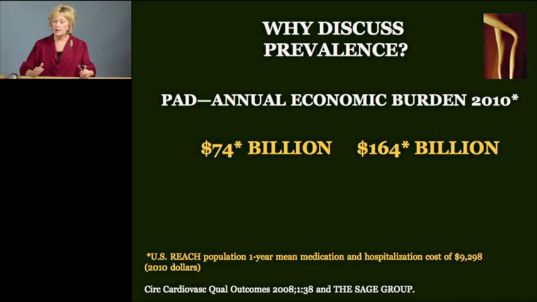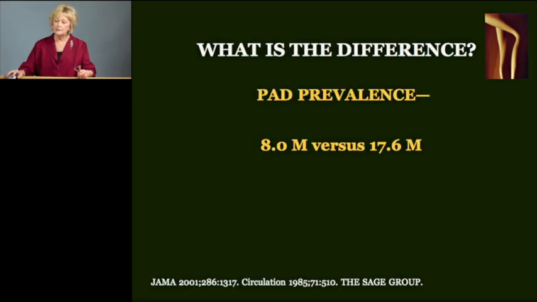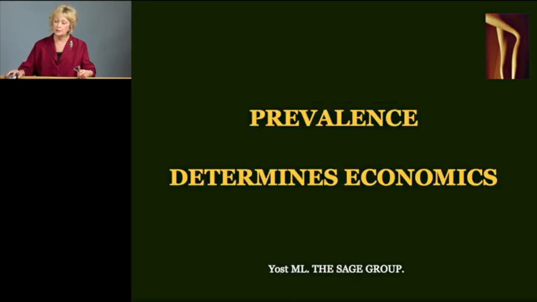So to start with, why even discuss prevalence? Well, look at these two estimates of the economic burden of PAD. One is 74 billion and the other is 164 billion. So what is the difference between these two estimates, other than the obvious that one is over 2 times greater than the other? Well, the difference is prevalence. How many people have PAD? In the one case, 8 million, and in the other case, 17.6 million.